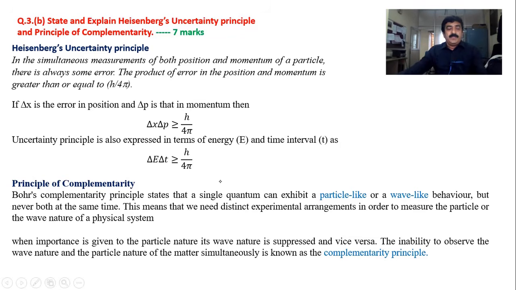Let me proceed. Now if you try to measure only particle nature, you get more accurate information about the particle nature, but at the same time you lose information about the wave nature. Conversely, if you concentrate only on the wave nature, then you lose information on the particle behavior of that quantum state. So when importance is given to the particle nature, its wave nature is suppressed, meaning neglected, and vice versa. It is impossible to measure both of them simultaneously.